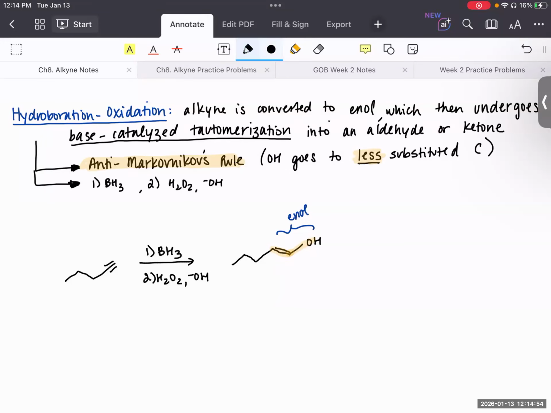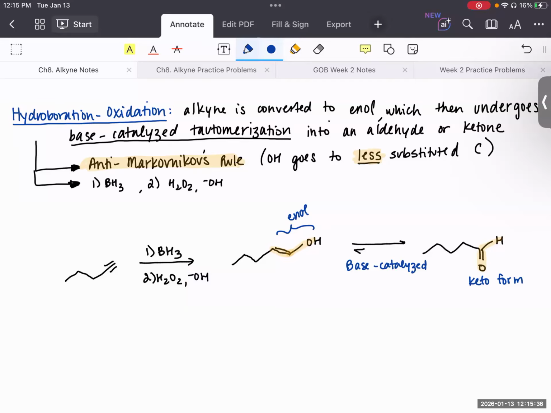However, this enol can undergo a process called base-catalyzed tautomerization, where the equilibrium leans towards the aldehyde product. The final product is something like this, where we have an aldehyde due to the keto form of this tautomerization process. The reason it's base catalyzed is because you can see that in the second step of the reaction, we have hydroxide. So this process is going to be base catalyzed.